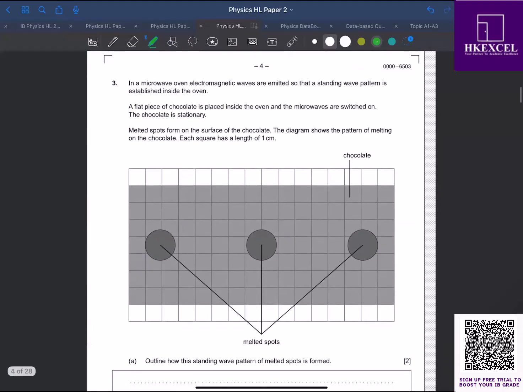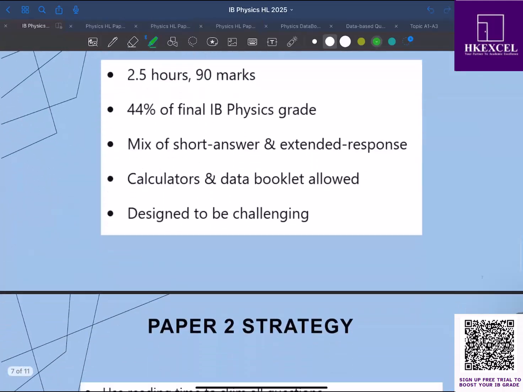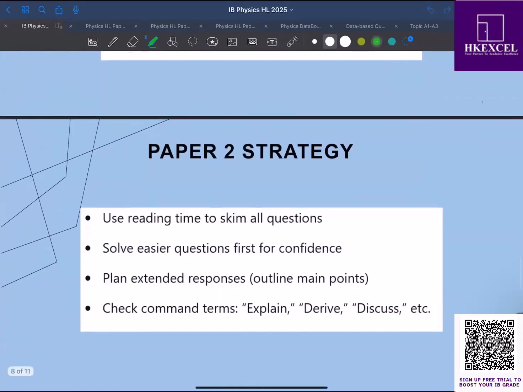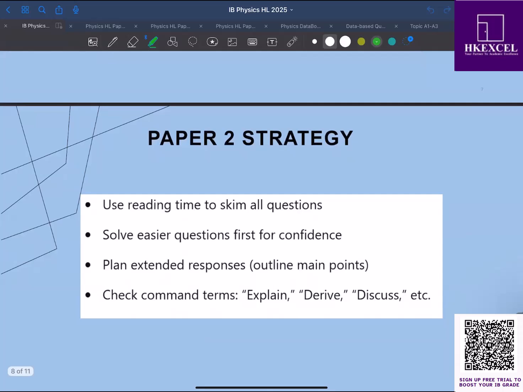Now, the question is, what strategy can I use for paper 2? The first thing I would suggest is to use your reading time properly. You'll be given around 5 minutes reading time before your exam starts. Skim through all the questions to assess the difficulty and then quickly identify the easier ones and the difficult ones. Second tip, start with the easier questions first. Build the momentum and that will help you relax as well.